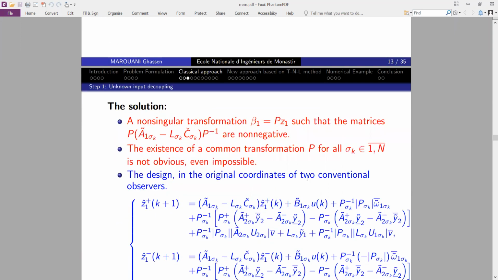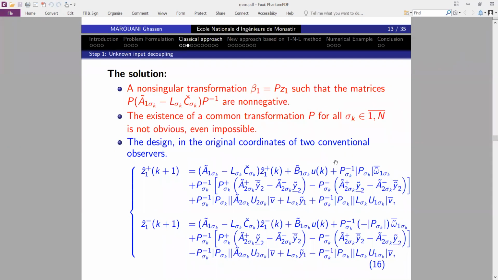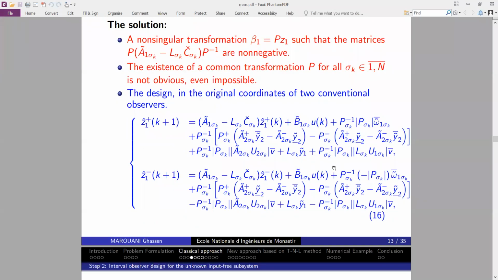For the existence of a solution, in the literature, usually a non-singular transformation is used to guarantee that these matrices are non-negative. But the existence of a common transformation P for all modes of the switched system is not obvious, and may even be impossible. So we propose two conventional observers in the original coordinates, which are given by the following equation.